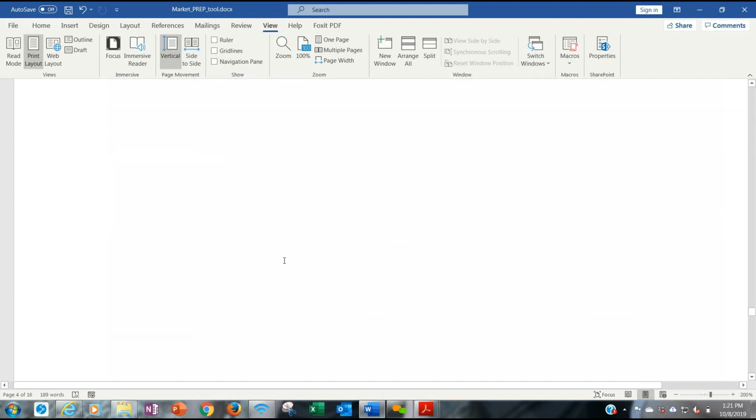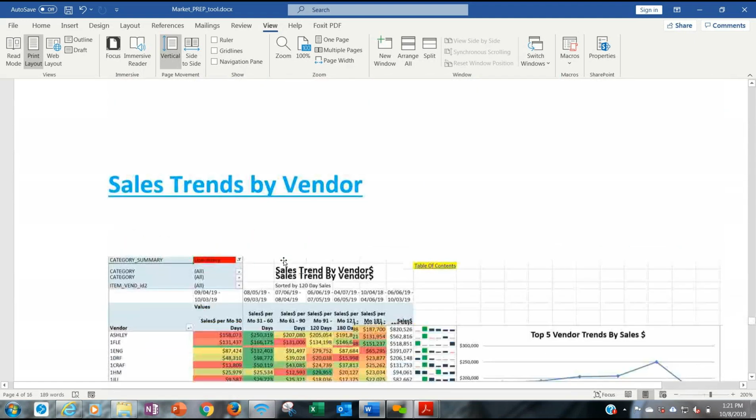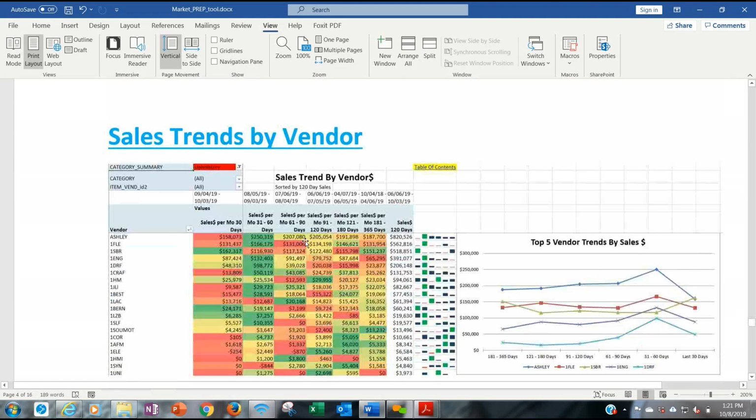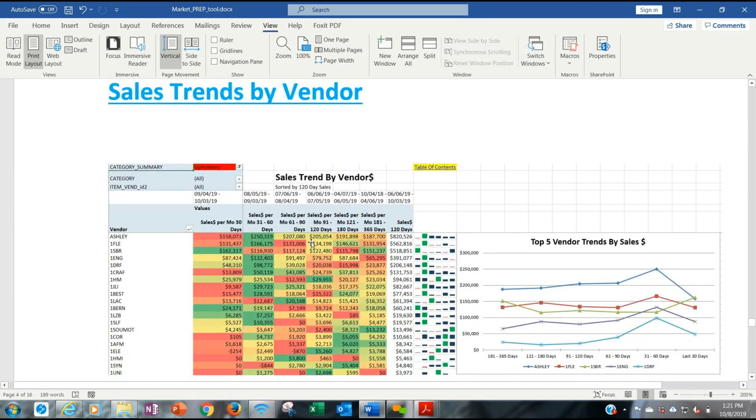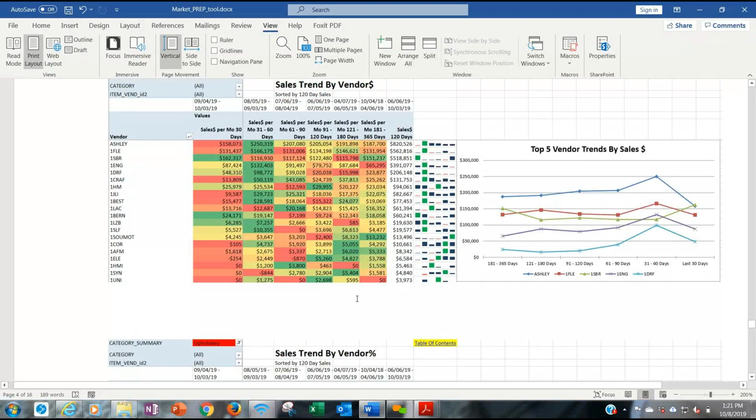Okay. And then the second to last view I have is the sales trends by vendor. This is on those tabs towards the right within the sales analysis tool. So I'm looking at sales trend by vendor, looking at both dollars and percentage. Again, we're looking at the overall upholstery category, and general trends over the last year.